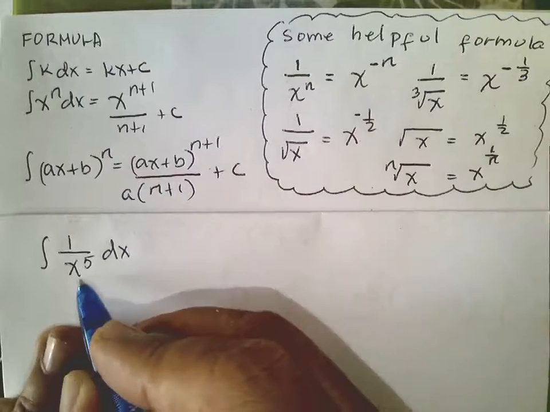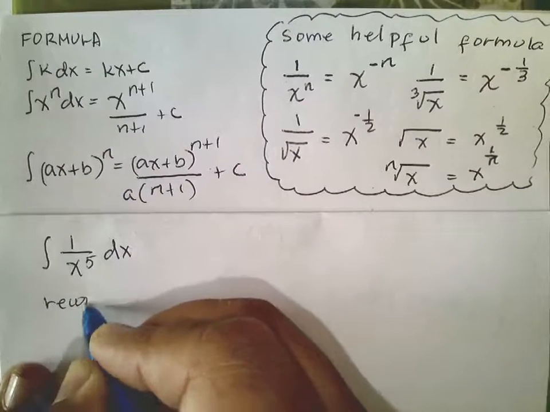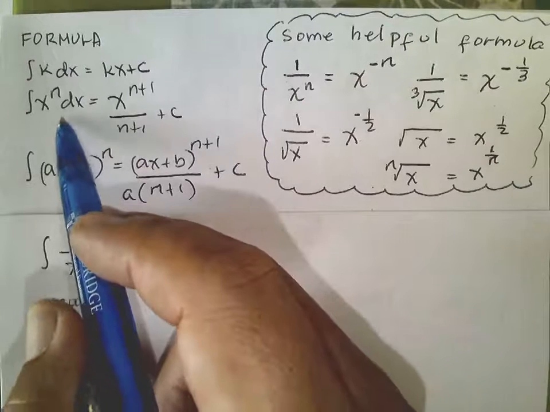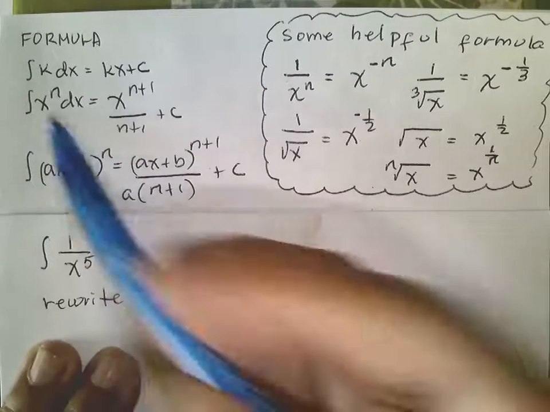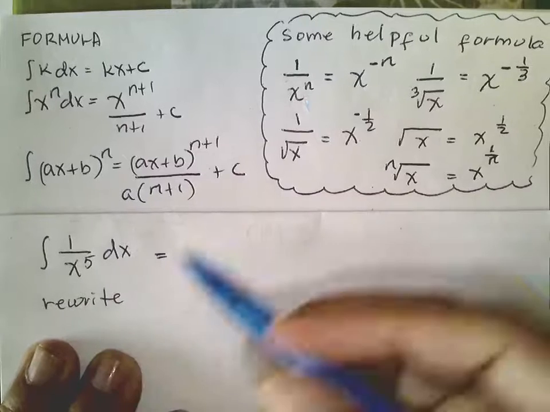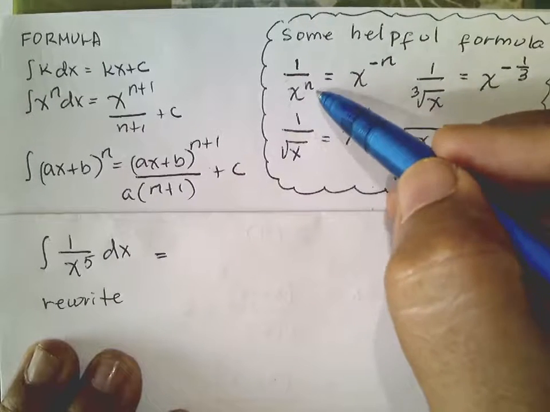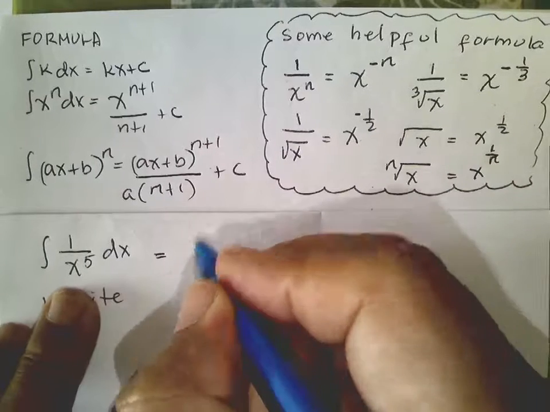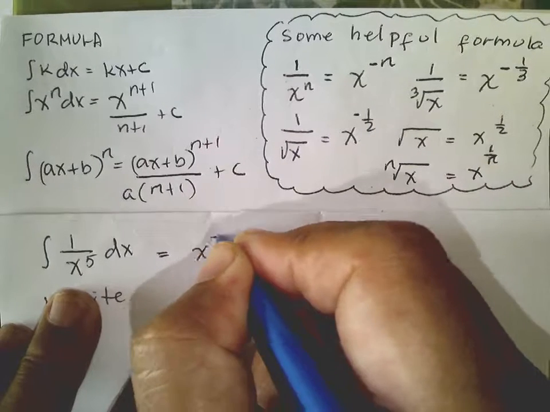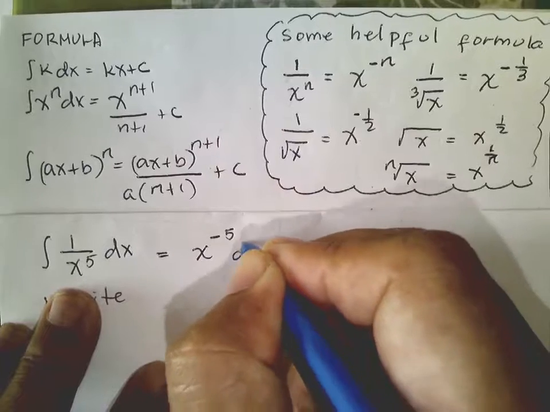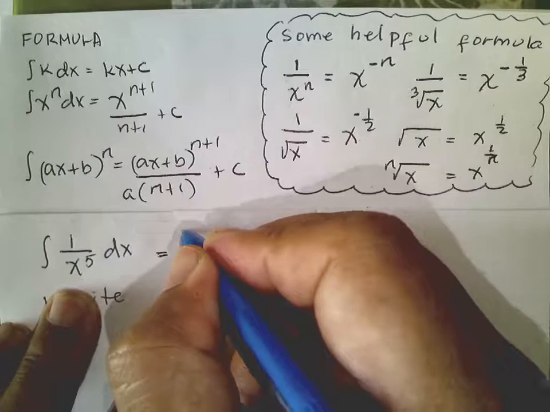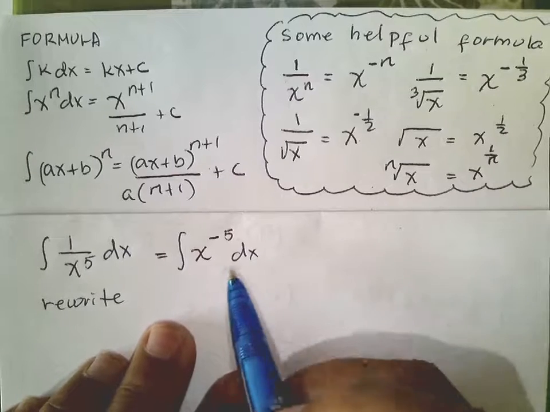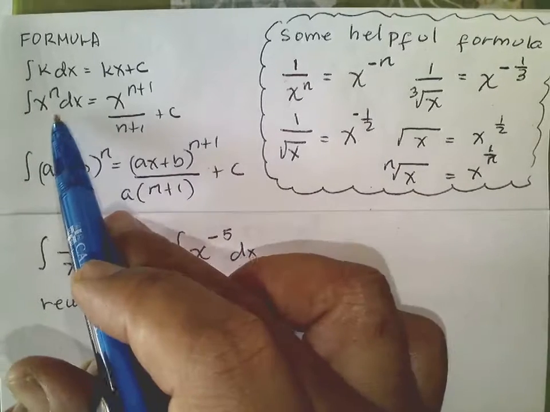But actually, if you rewrite this into this format, then you can use this formula. Using the laws of exponents, 1 over x to the n is equal to x to the negative nth power. So therefore 1 over x to the fifth will be x to the negative 5 with respect to x, then integral. So in this new format, now you can use this second formula.